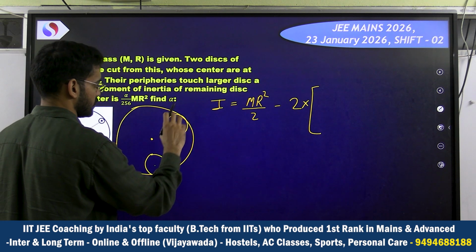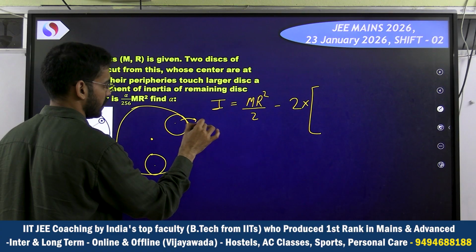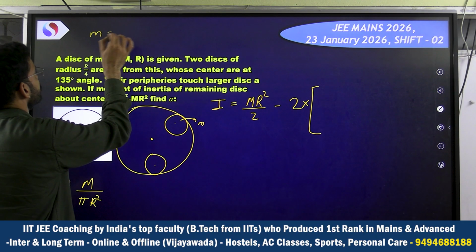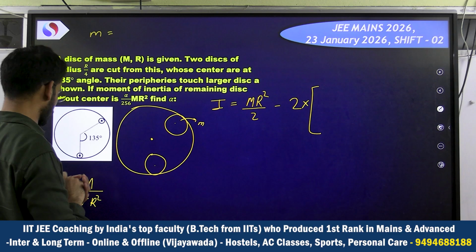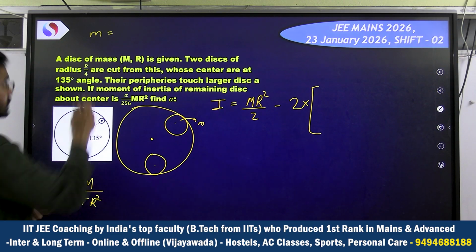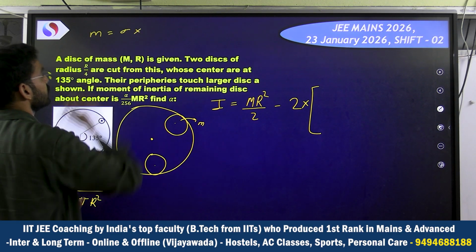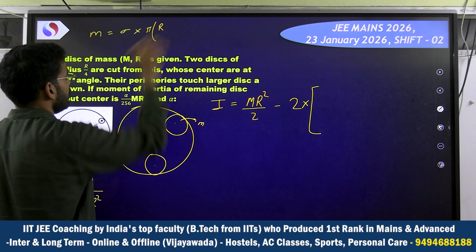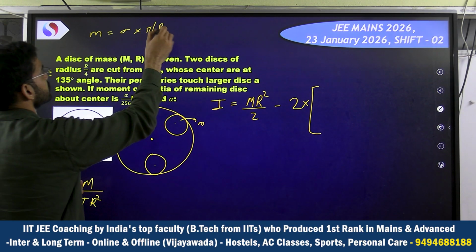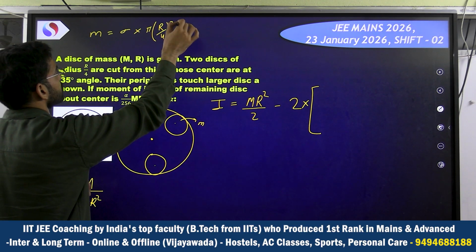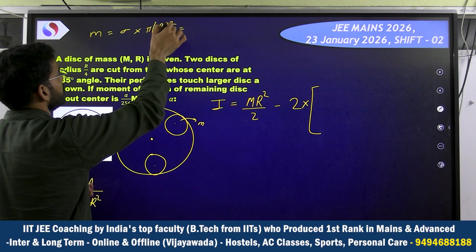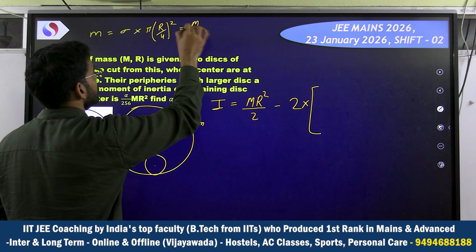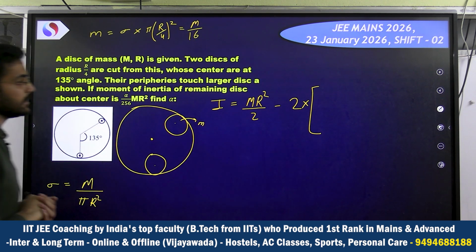Let's say this disk which you removed had mass small m. Small m will be how much if I want to calculate? It will be sigma into its area. Area is pi r by 4 whole square, that is pi r square by 16. And sigma is M upon pi r square. So this will be capital M by 16.